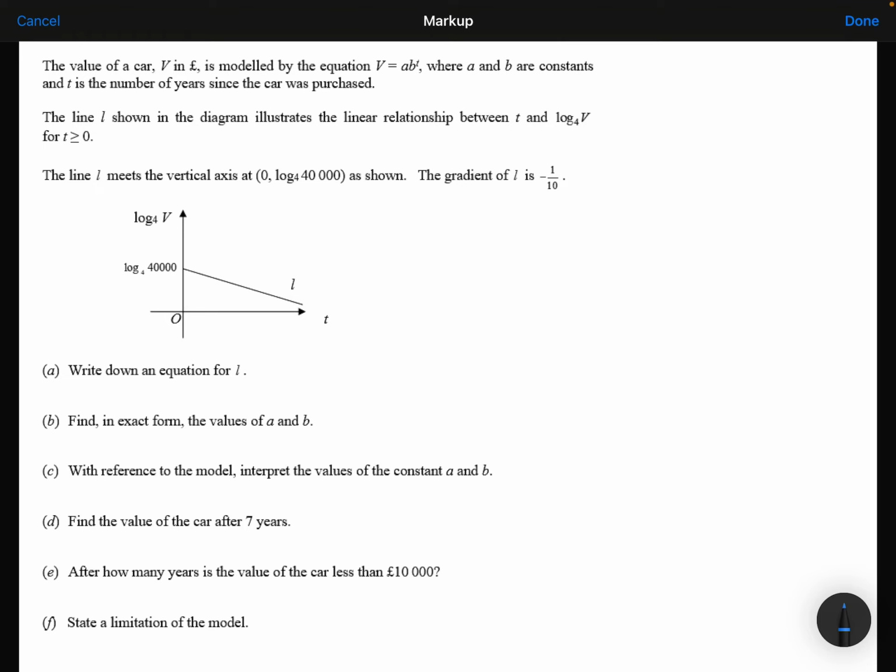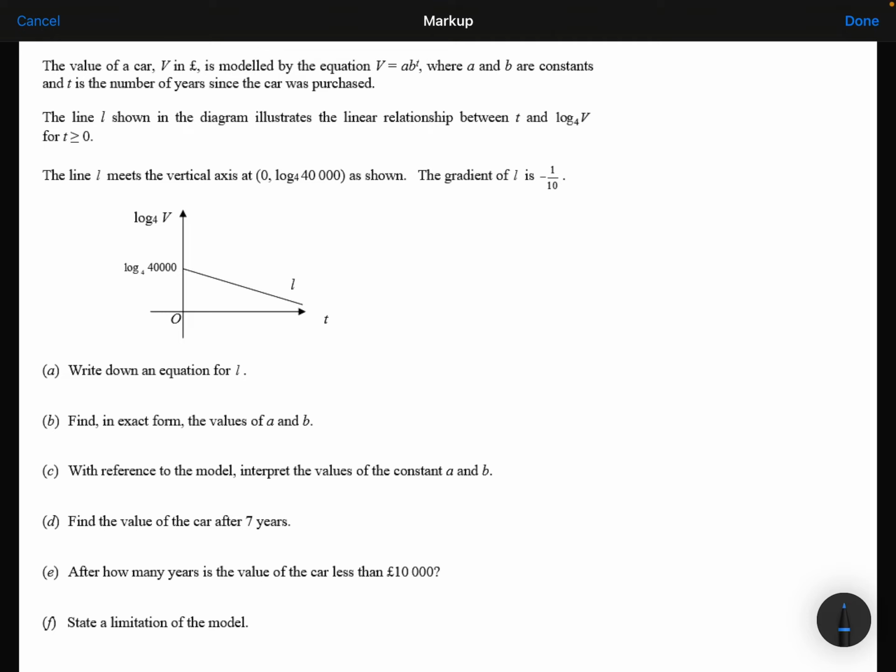The line L meets the vertical axis at the point 0, log base 4 of 40,000, and the gradient of the line is minus 1/10. Part A, write down an equation for the line L.